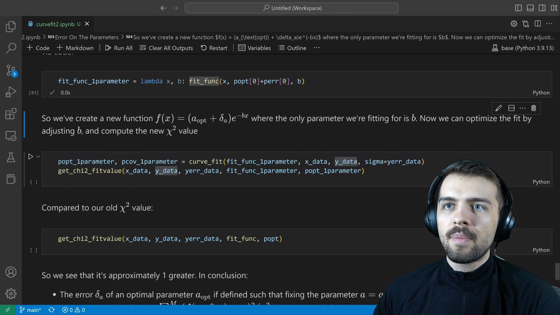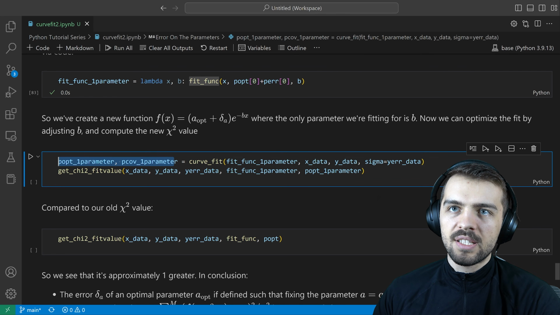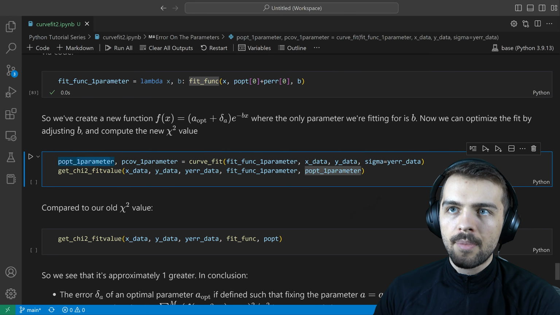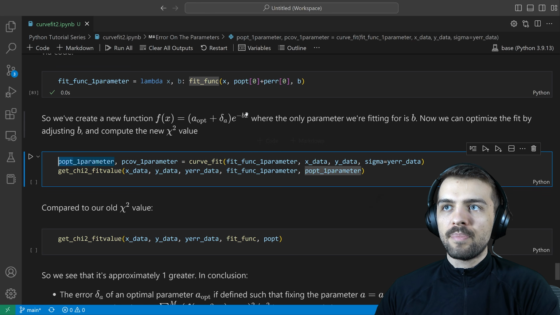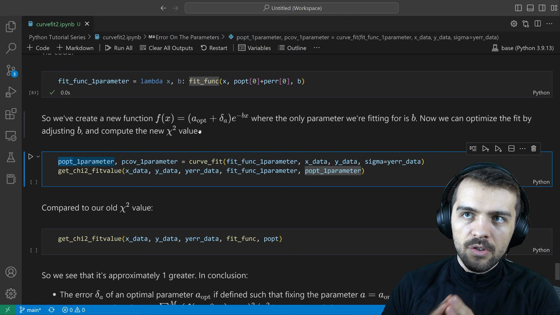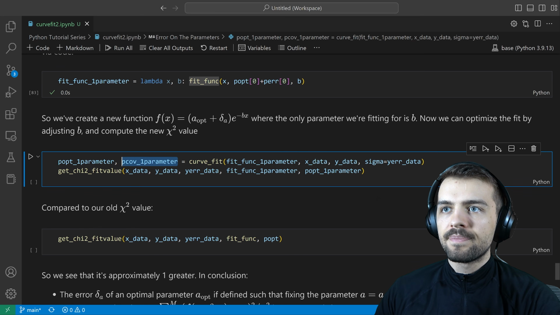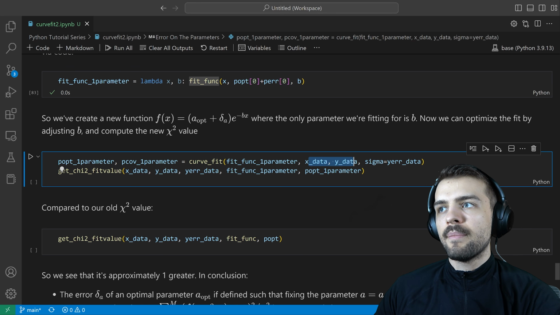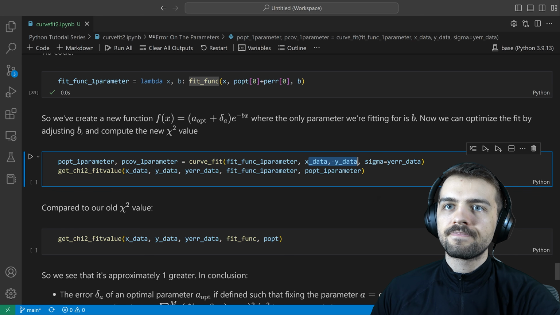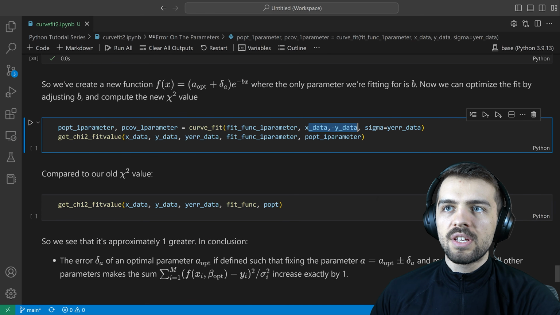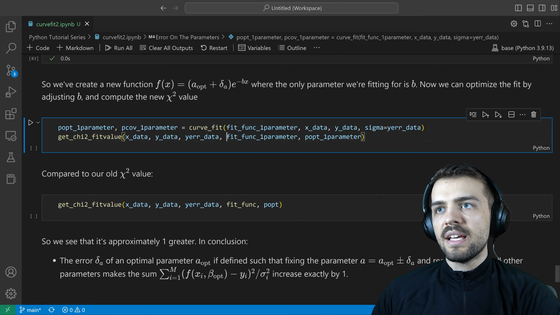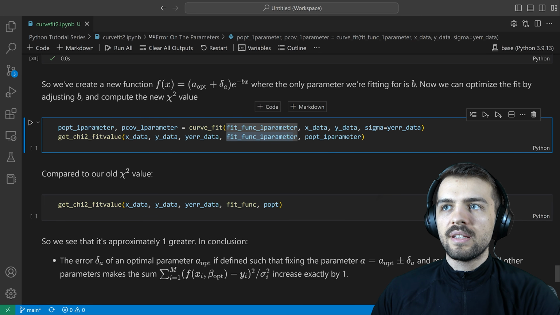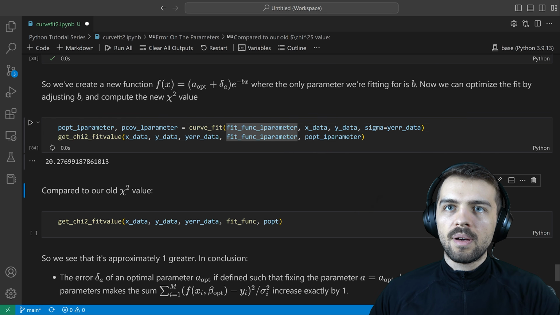So to do that, of course, now we're making a new set of optimal parameters. This is the case where I'm only optimizing for one parameter, so it's only going to give me one optimal parameter here because I'm only fitting for b. So it will give me my optimal value of b and the corresponding error for b. So I use the curve fit function using this function here with my x data and my y data and my corresponding error. Then I can compute the chi-squared value for this data here. It's the data set that I collected before with the error and the fit function parameter. If I evaluate this, I'm going to get a chi-squared value.